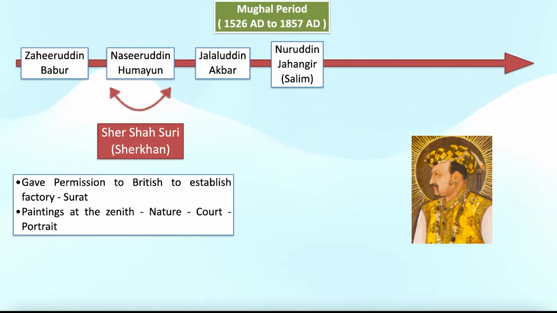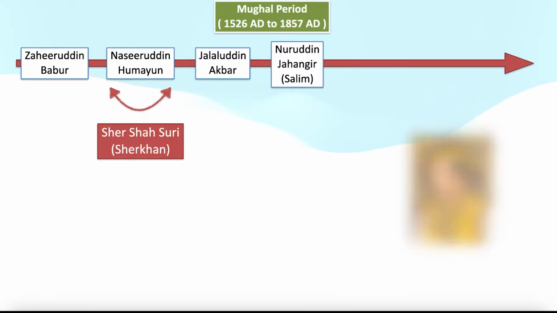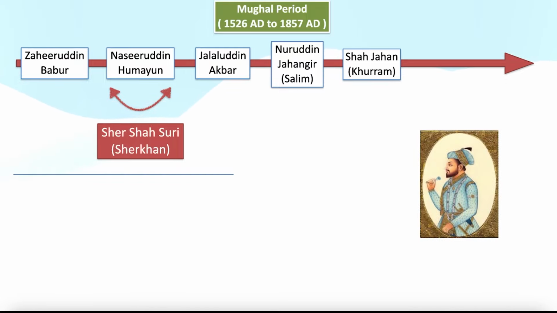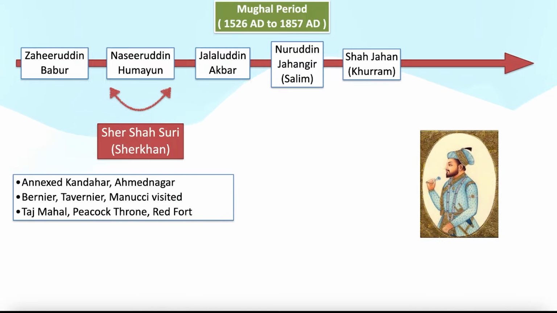So during the period of Jahangir, you will get to see the paintings associated with nature, paintings associated with the king's court, portrait paintings, and miniature paintings emerging during this period. Then the son of Jahangir, Shah Jahan, who was also called Prince Khurram, will be ruling. Now, Shah Jahan raised marble dreams, the Taj Mahal, the Red Fort, and the immortal monuments of love and power.